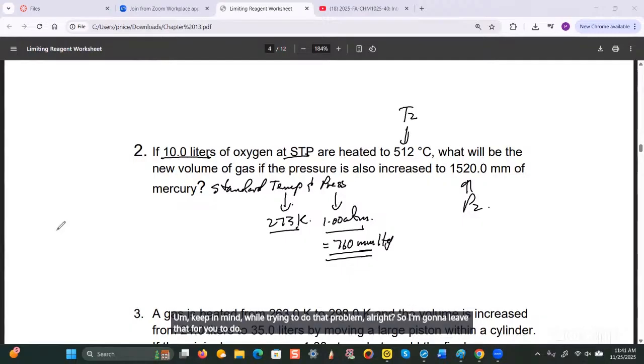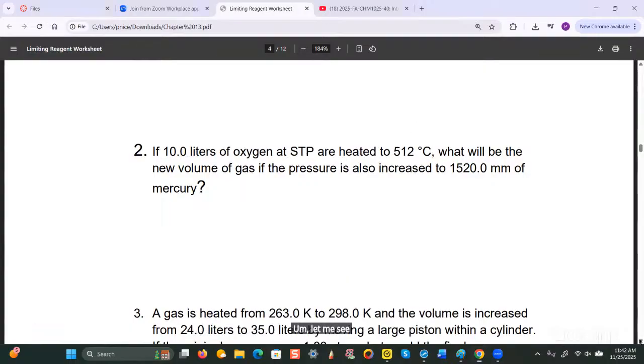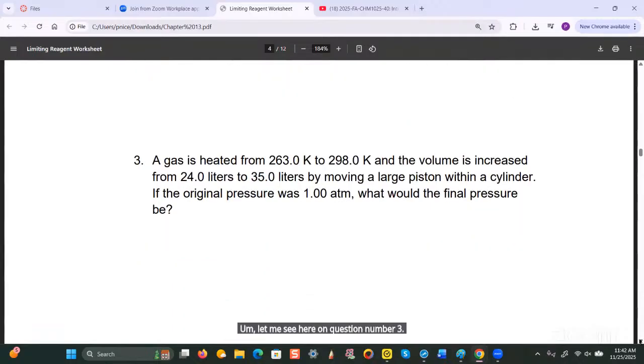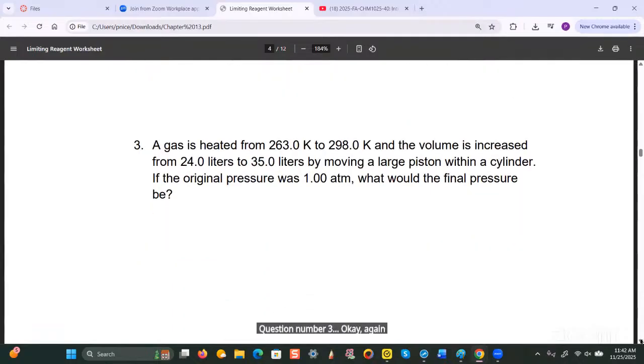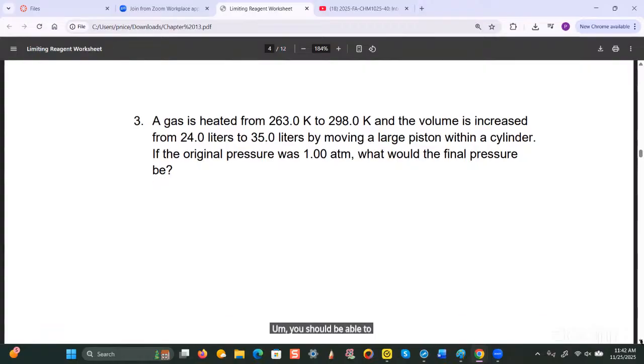If you have any problems with any of these that I have left for you to do, please feel free to contact me. I'll be in my office today from 2 to 5, and I'll be keeping my regular office hours next week. So feel free to contact me if you have any questions concerning solving any of these problems, all right? Let me see about question number 3. Okay, again, I'm going to leave question number 3 for you to do. You should be able to do this one as well, all right?